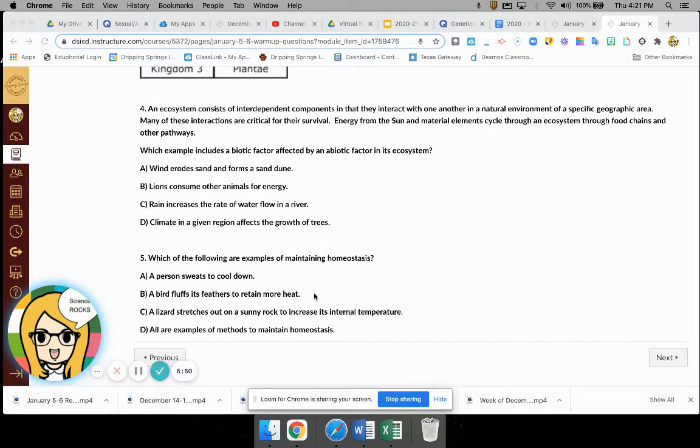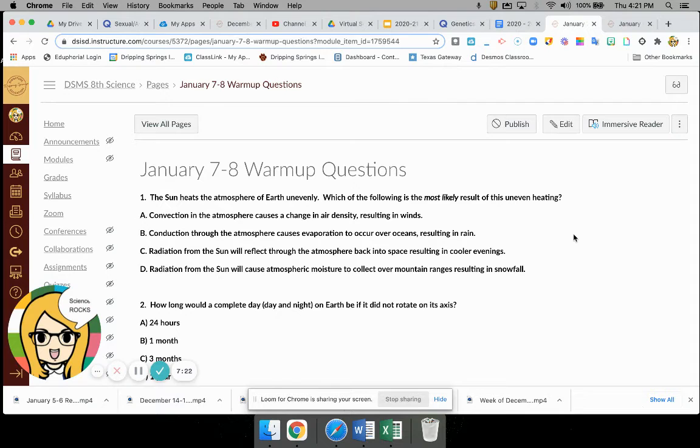That's also regulating internal temperature. A lizard stretching out on a sunny rock to increase its internal temperature. That's also regulating internal temperature. So that means that each of those things is a way that an organism can maintain homeostasis. So different animals maintain their internal body temperatures in different ways, but they all regulate their internal body temperature to help maintain homeostasis. All right, so let's go on to the Thursday, Friday questions.